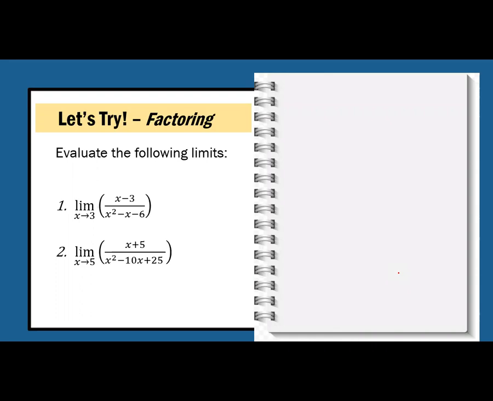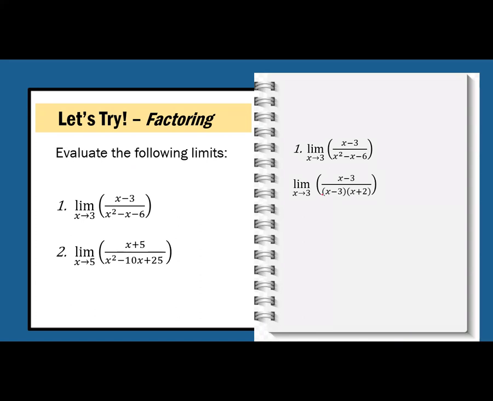Okay, let's check. So in number 1, you're asked to get the limit of x minus 3 over x squared minus x minus 6 as x approaches 3. So obviously, if we do the direct substitution method, we will arrive with an undefined or indeterminate answer. Meaning to say, we should do another way so that we can get the limit for this function. And that is through factoring the denominator, correct? So the factors of our denominator are x minus 3 times x plus 2.